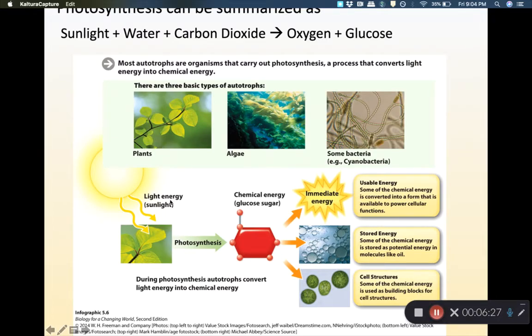Let's look at the big picture of what photosynthesis is doing. It's using sunlight to create chemical energy, and that energy can be used quickly to power cellular functions. It can also be stored in some molecules such as oil, and this is what creates biofuels. And lastly, some of this chemical energy is used as building blocks for cell structures. So again, think of photosynthesis not just as a rote chemical formula, but in terms of energy transfer and how that energy is then used: as usable energy, stored energy, or to create cellular structures.